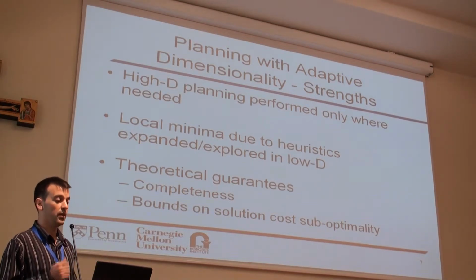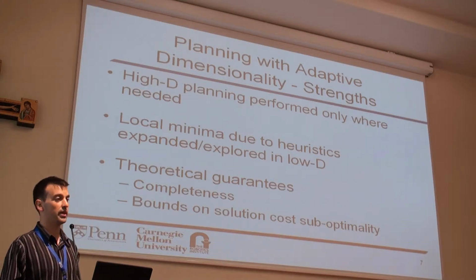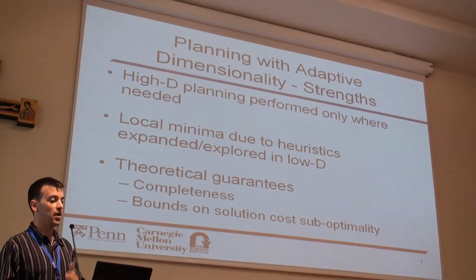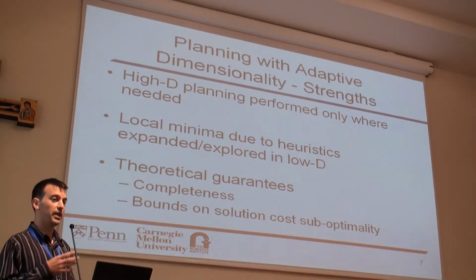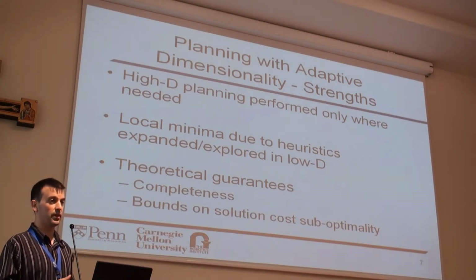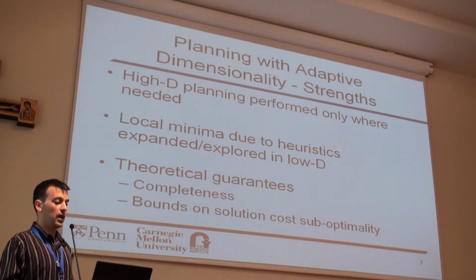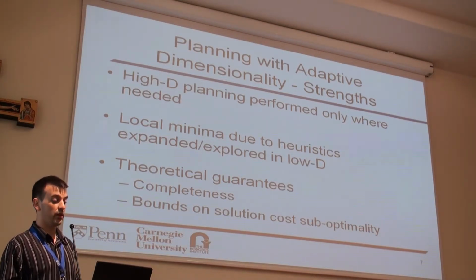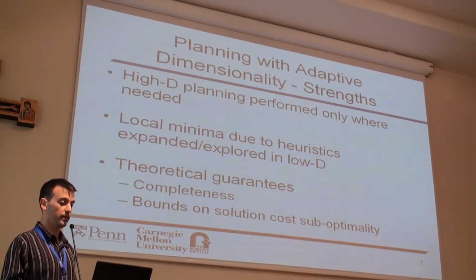Well, firstly, we're performing high-dimensional planning only where it is strictly necessary for the problem. If we have pronounced local minima due to the heuristic function, we're expanding these local minima in the low-D space, which is significantly fewer states than if we had to expand the local minima in high-D. And last but not least, our algorithm provides strong theoretical guarantees such as completeness with respect to the original high-D space and bounds on solution cost, or optimality.